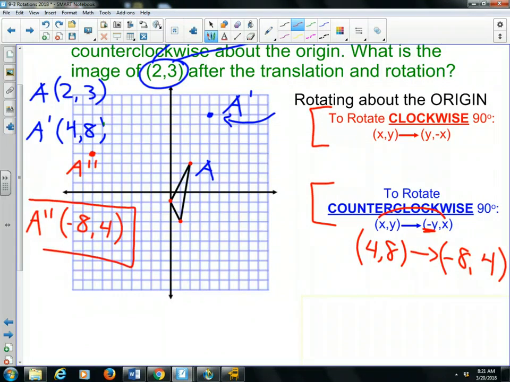So now this is my answer, and if you think logically about this for a second, the origin is the center of rotation. So this is what point A prime is rotated about. If I were to connect a segment from the origin to A prime and the segment from the origin to A double prime, this angle right there is 90 degrees. It's a 90 degrees counterclockwise rotation. We'll do more work on rotations when you get to class tomorrow.